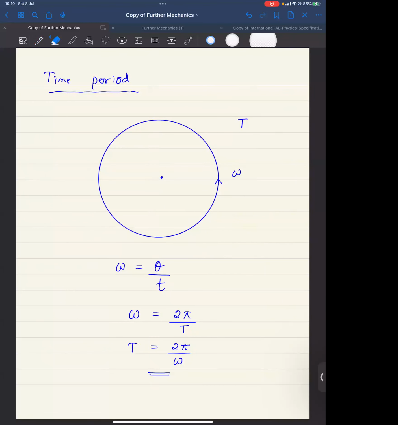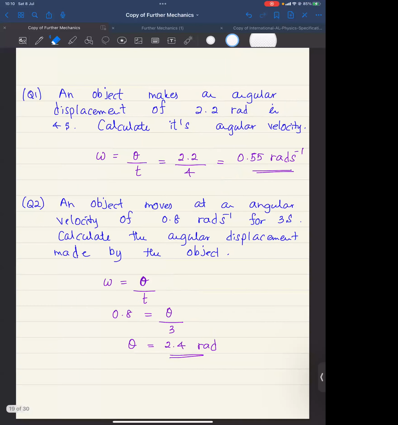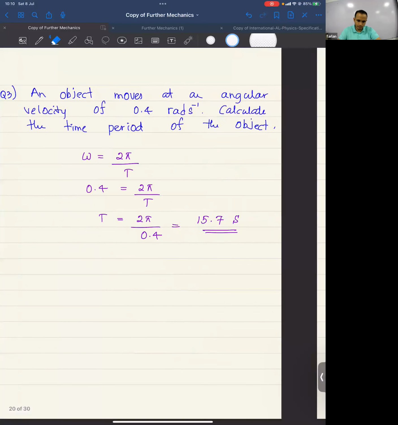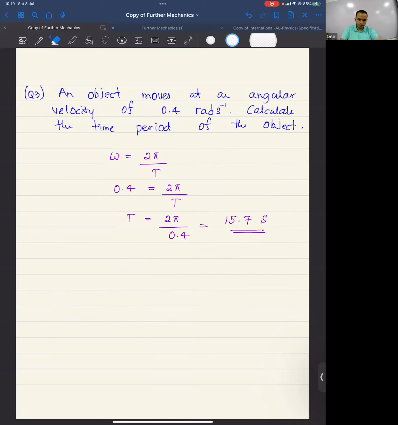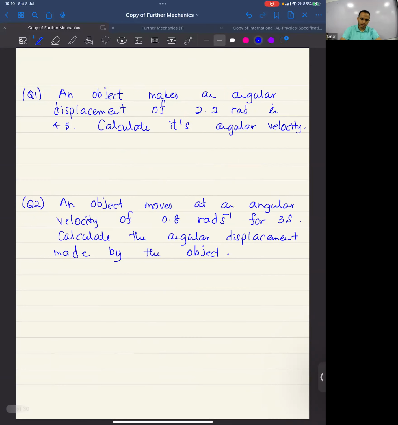Right, guys, write down a question. An object makes an angular displacement of 2.2 radians in 4 seconds. Full stop. Calculate its angular velocity.